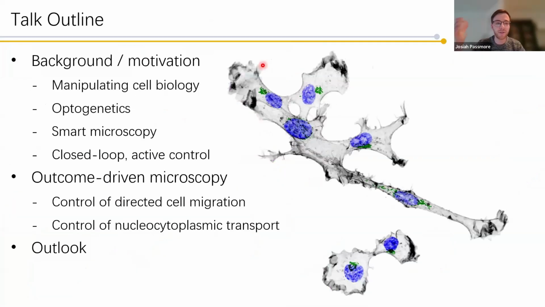And the outline of the talk is that I will focus some time on the background and the motivation and talk about how we tend to manipulate cell biology, and particularly with optogenetics, how we can then implement smart microscopy, and how people have already, such as Jean-Baptiste, applied closed loop control to gain this active control of biology with optogenetics. And then I will talk about what we have done with outcome-driven microscopy and how we use outcome-driven microscopy to control directed cell migration and also nucleocytoplasmic transport as two very different applications of this technique. And then I will finish with, of course, some outlook.